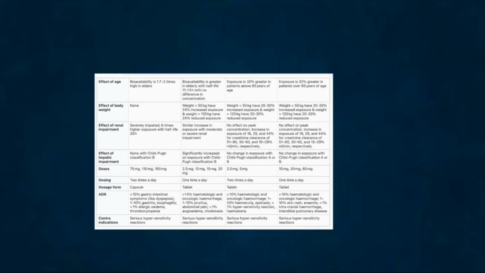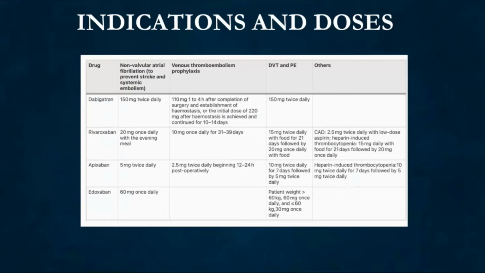The doses for dabigatran are 75 mg, 110 mg and 150 mg, and the other three drugs come in formulations of 2.5 mg up to 10 mg. Dabigatran requires two times a day dosing, whereas the other drugs require once a day dosing. So those are the indications and doses. The new oral anticoagulant agents are used for prevention in atrial fibrillation and venous thromboembolism prophylaxis, etc.